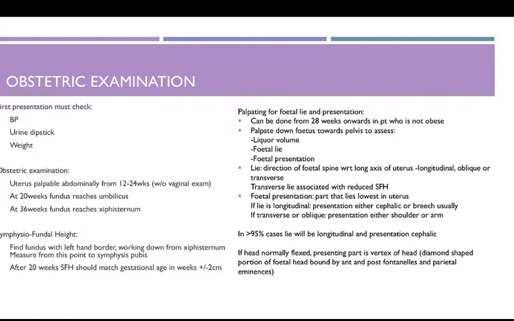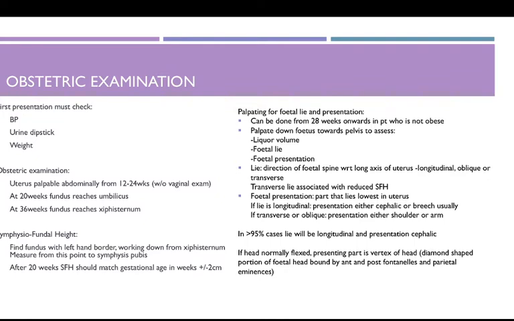Urine dipstick is important. On the urine dipstick, you're going to look for sugar, for glucose, because of the risk of gestational diabetes that can occur in some women. And you're also going to look for protein, again for preeclampsia. And then the other thing that you check is weight, just so that you have a baseline weight. And then with the obstetric examination, the uterus should be palpable.